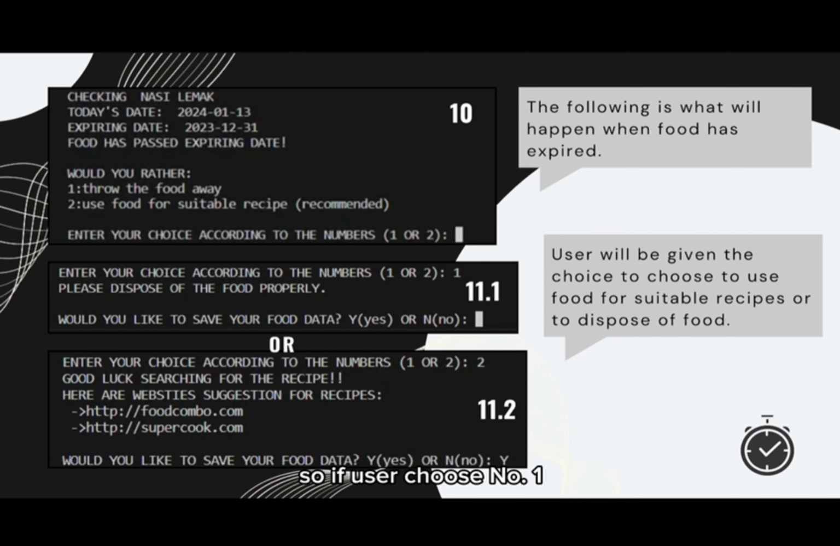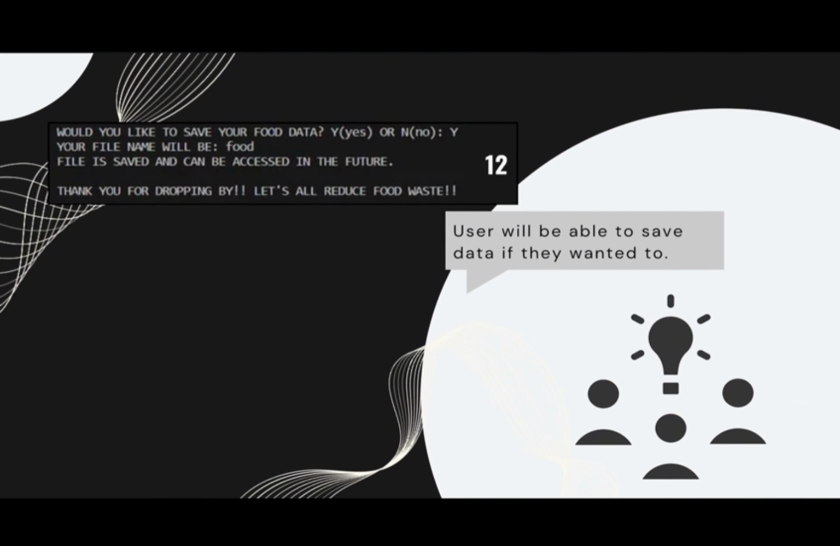If the user chooses number 1, the sentence please dispose of the food properly will be shown. Whereas if the user chooses number 2, the program will display a number of websites that could provide suitable recipes. Would you like to save your food data? We will pick yes if the users want to save. If they don't want to save, then they will pick no. Once you pick yes, your file name will be food, the file is saved and can be accessed in the future. That's the end of the first demonstration.